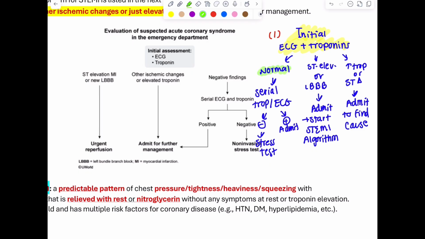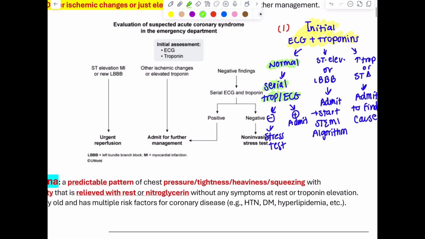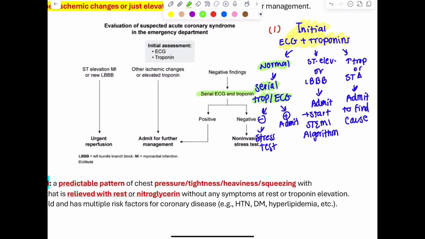That doesn't mean that your patient doesn't have ST changes. So to be extra careful, you're going to order serial troponins and ECG, which is right here. Because sometimes the patient hasn't had the MI for too long, so their troponins are normal and their ECG hasn't made the changes yet, so you just do serial troponins and ECG. Now, if it's positive, at some point you start seeing elevated troponins or changes on the ECG, then you admit them. And then you start the STEMI algorithm that we're going to discuss in a little bit.